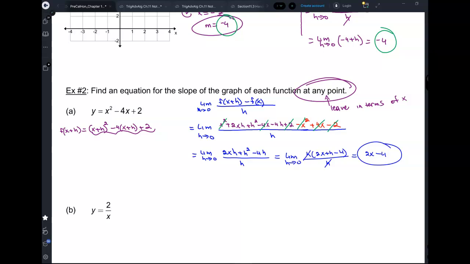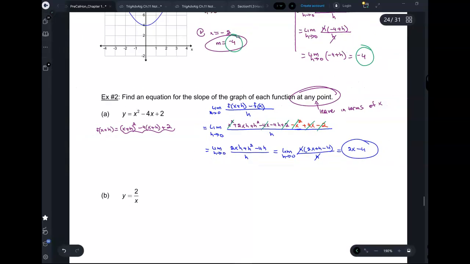Okay? Yep. How does that apply to every point if it's occurring? That's what I'm saying. So when I put in x equals 0, the slope will be negative 4. If I put in x equals 1, the slope will be negative 2. At x equals 4, the slope will be 4. Okay? It's fantastic.